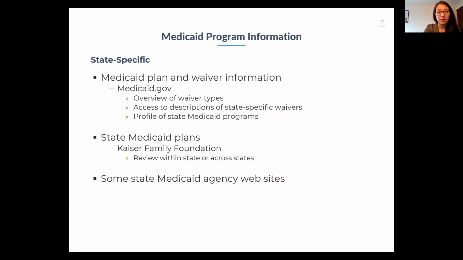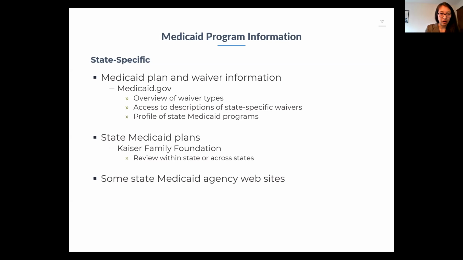Similar to those state profiles, Kaiser Family Foundation posts state Medicaid plans and state fact sheets where you can compare key data for Medicaid coverage, access, spending at the state level to the national context. So that can be really useful. You can also find information on some state Medicaid agency websites. These vary a lot, and if you're like me, you could spend a lot of time searching around. The reason these might be useful is that you might get more granularity at the state level than what's available in any national report.